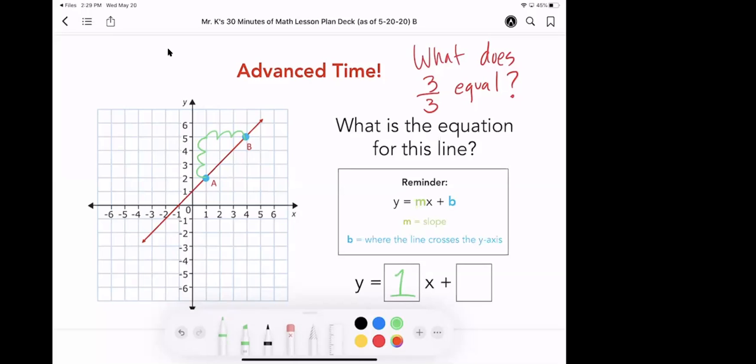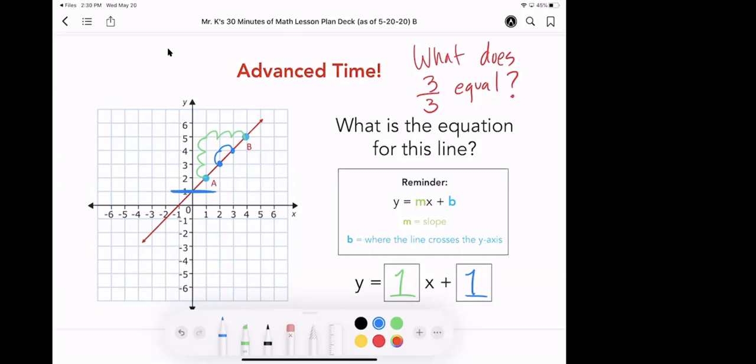By the way, that should make sense because, my line's a little bit off, but it's supposed to cross right there and right there as well. So our rise could be 1 and our run could be 1. All right, so y equals 3/3 or 1x plus, where am I crossing the y-axis? Well, I cross right there at 1. So my equation is y equals 1x plus 1.